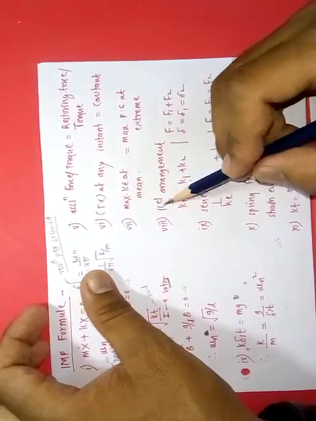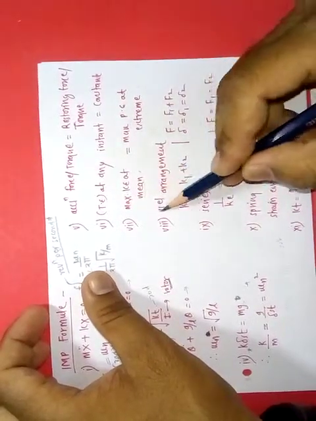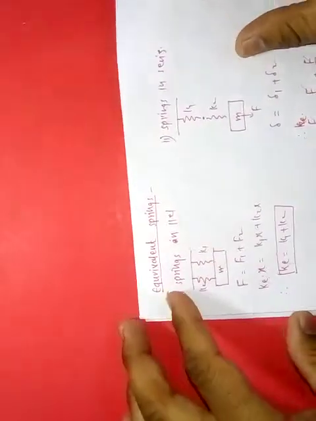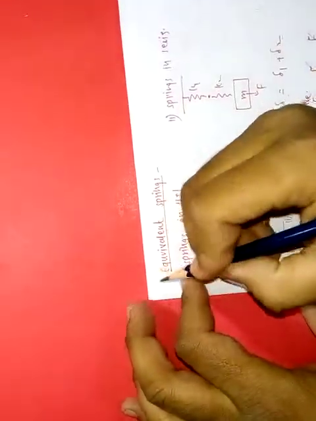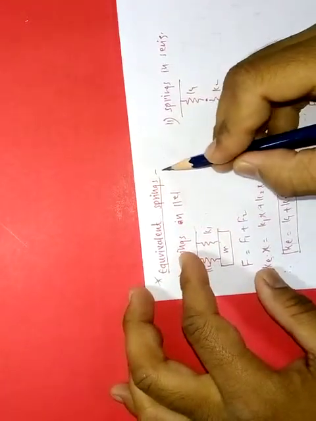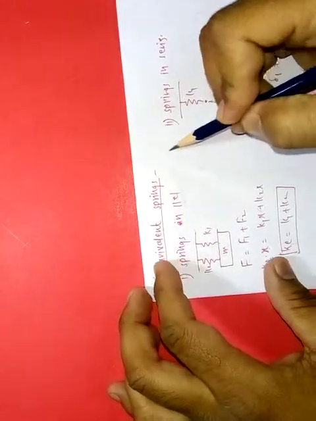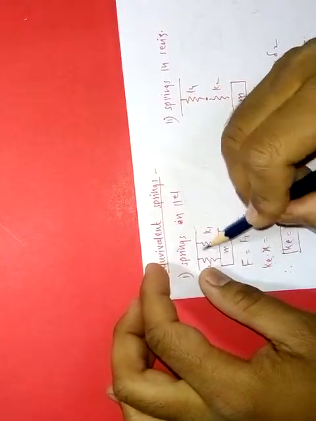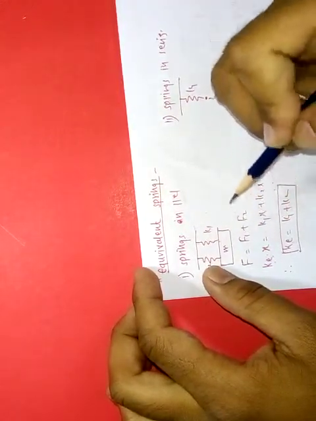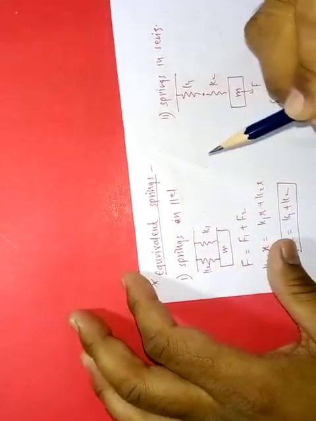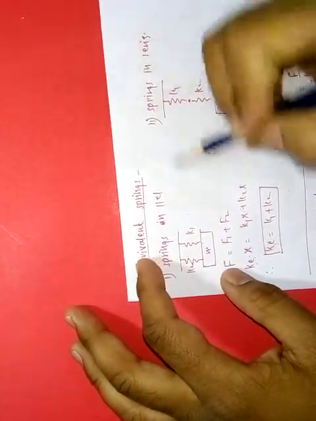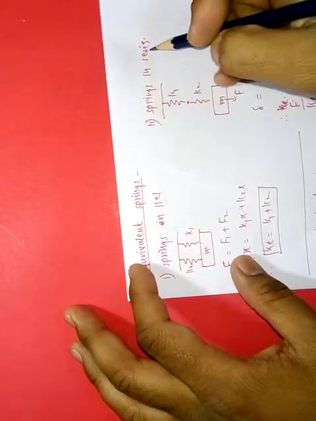Then these are two arrangements. First see these arrangements. So there is a concept of equivalent spring. This is a most important concept. Suppose we have a system where there are a number of springs arranged and connected to one another. There are two methods in which they are connected. One is series and one is parallel. So this is the parallel arrangement and this is the series arrangement.